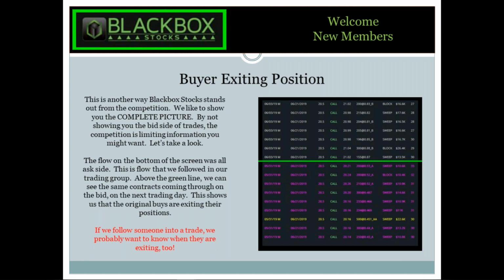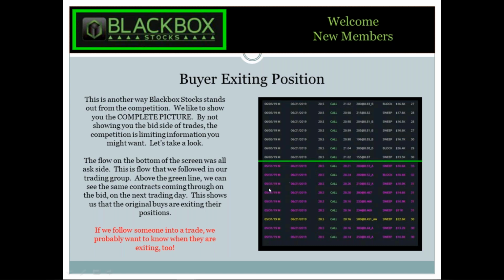If you see 3 pieces of flow, is that something you're going to follow? Maybe, maybe not. Probably not, because there's not a lot of conviction there. If you see the same contract, but now you're seeing 9 pieces of flow, that's much more conviction. So our scanner picks up more information. We filter out a lot of the nonsense you don't need to see, but it picks up more of the information that you do need to see.